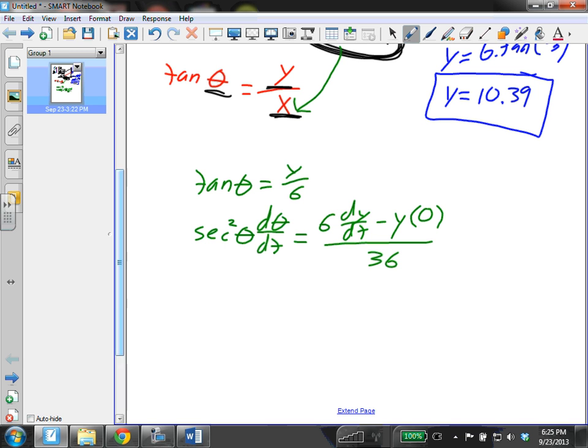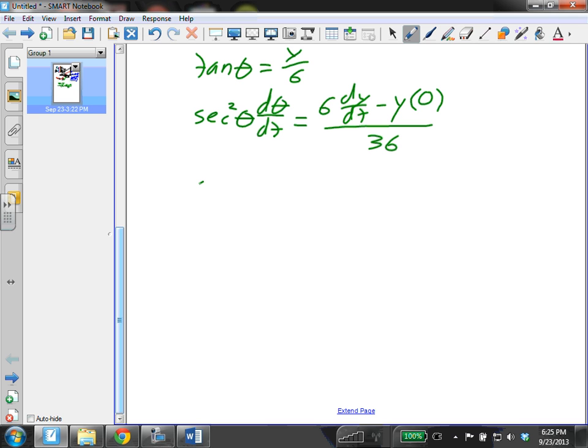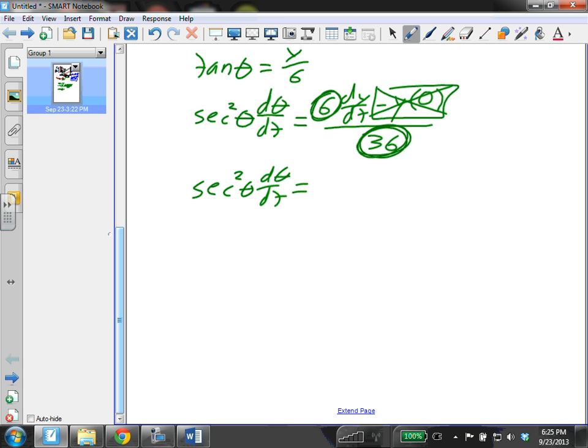So I'm going to simplify some things on the right side of the equation. Secant squared theta d theta/dt, I'm going to leave alone. And this negative y times 0 is just going to cancel out, because anything times 0 is 0. Then you'll notice that we have a 6 on top and a 36 on bottom, and 6 will go into both of those. It goes into the top once, so the top becomes dy/dt, all over, and if we divide the bottom by 6, we get 6.